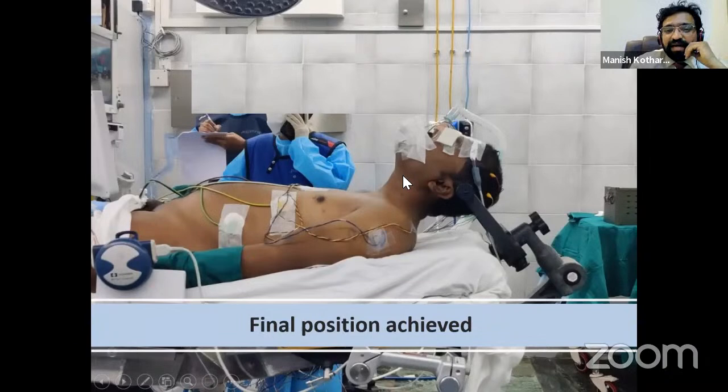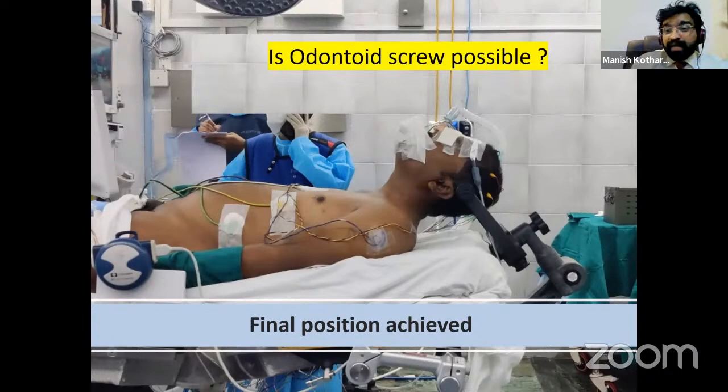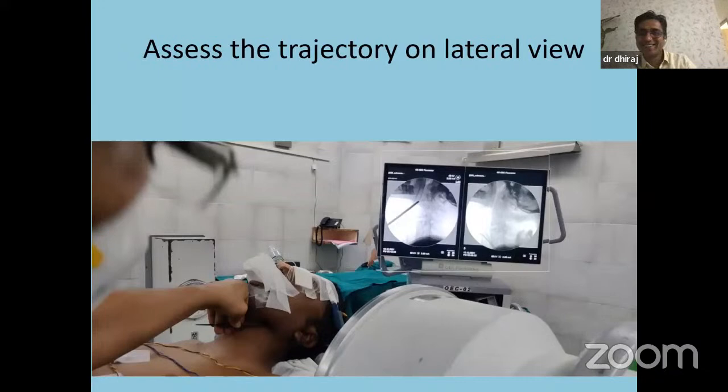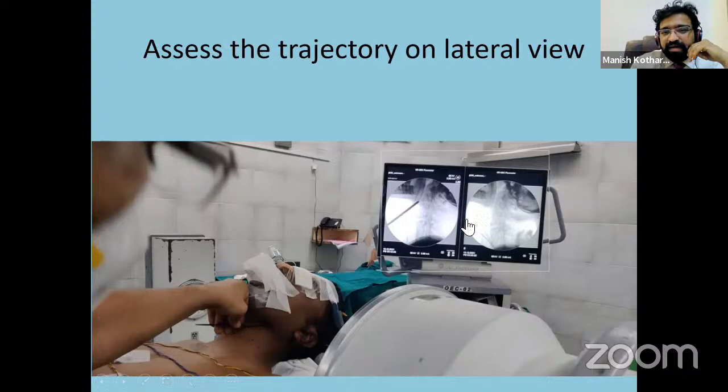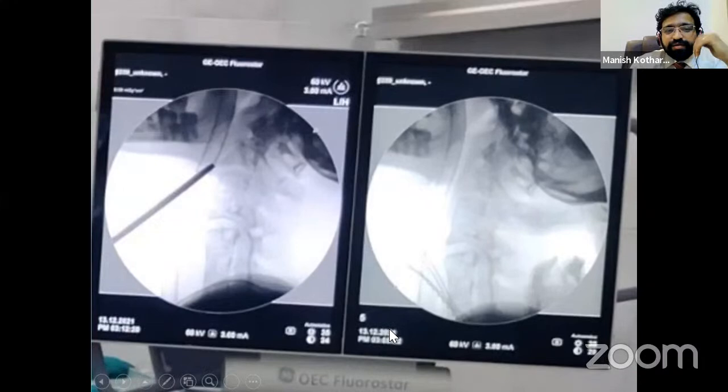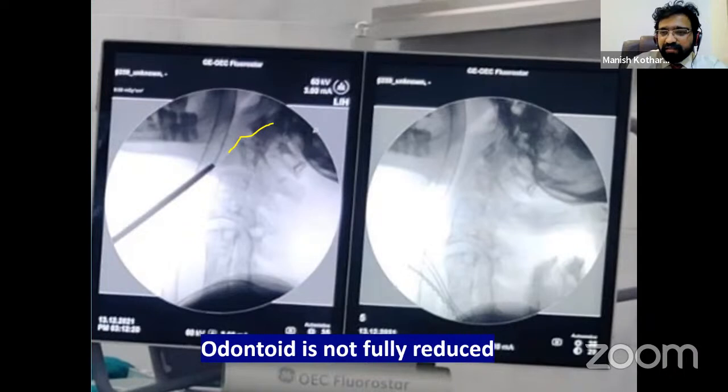So I have determined to go anterior rather than posterior. My next concern is, is an odontoid screw going to be possible? The trajectory is going to be very difficult. So you can see that the rod is there outside in my hand, and I'm trying to align it in the direction of the odontoid screw. There's some possibility the screw might be possible, but the odontoid is not fully reduced. To put an odontoid screw, you have to have pre-drilling reduction, which I still don't have, but whatever adjustment I was doing was giving paresthesias to the patient. So I had to accept this position. So I thought, okay, let's do the cervical plating first, and then we'll discuss the odontoid.